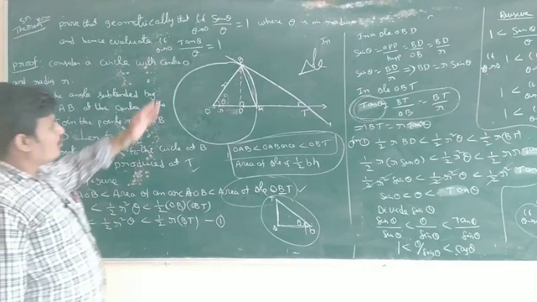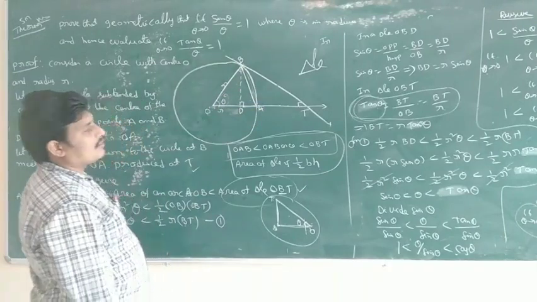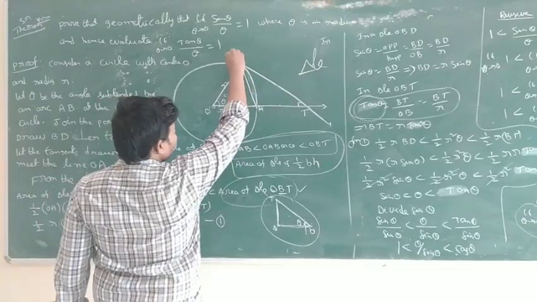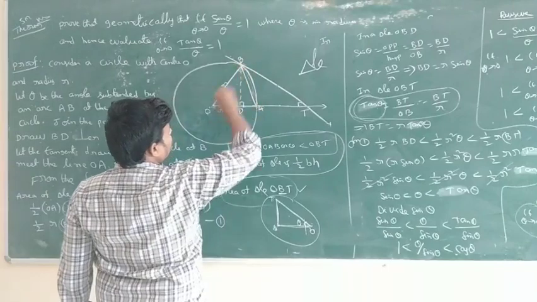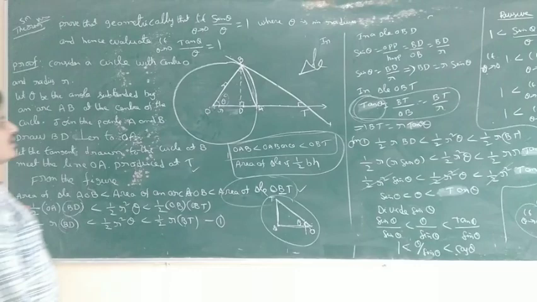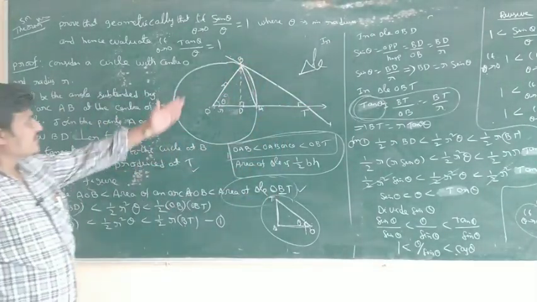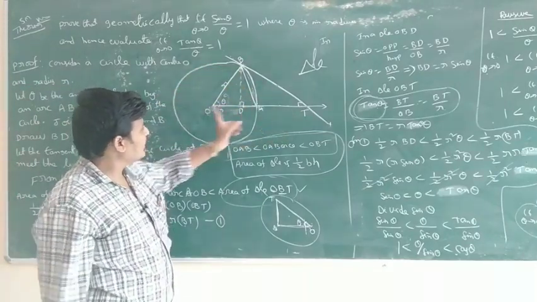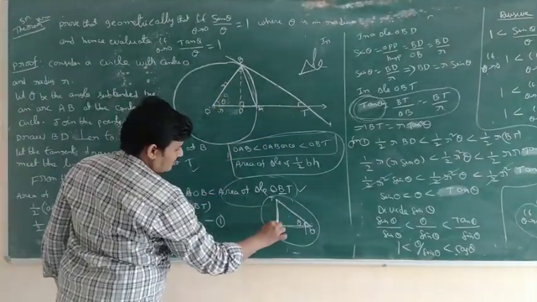In triangle OBT the base is OB. BT is perpendicular, compulsorily, because it is the tangent. So OB is the base, BT is the height, and OT is the diagonal, the hypotenuse. The triangle OBT looks like this.